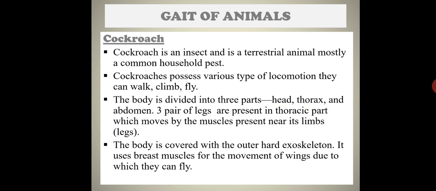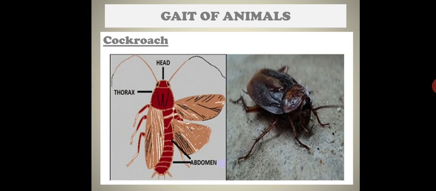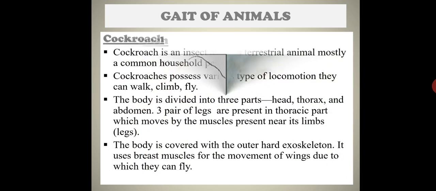They have three pairs of legs, which move using the muscles present near the limb. Here we can see its picture. It can both fly, and it has legs also, so that it can walk. It has wings, so that it can fly.